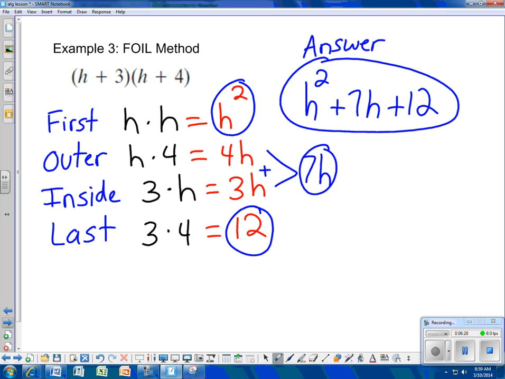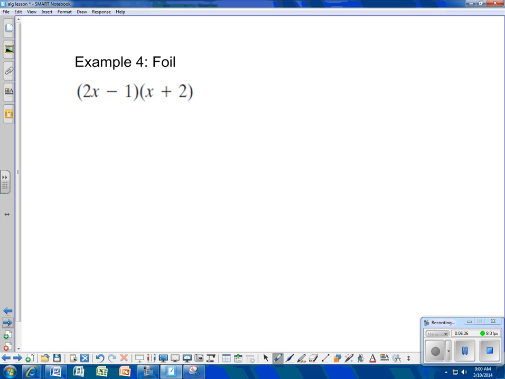I'm going to have you try the second example for FOIL on your own. It's going to be example 4. All right, so take a moment and try this on your own.